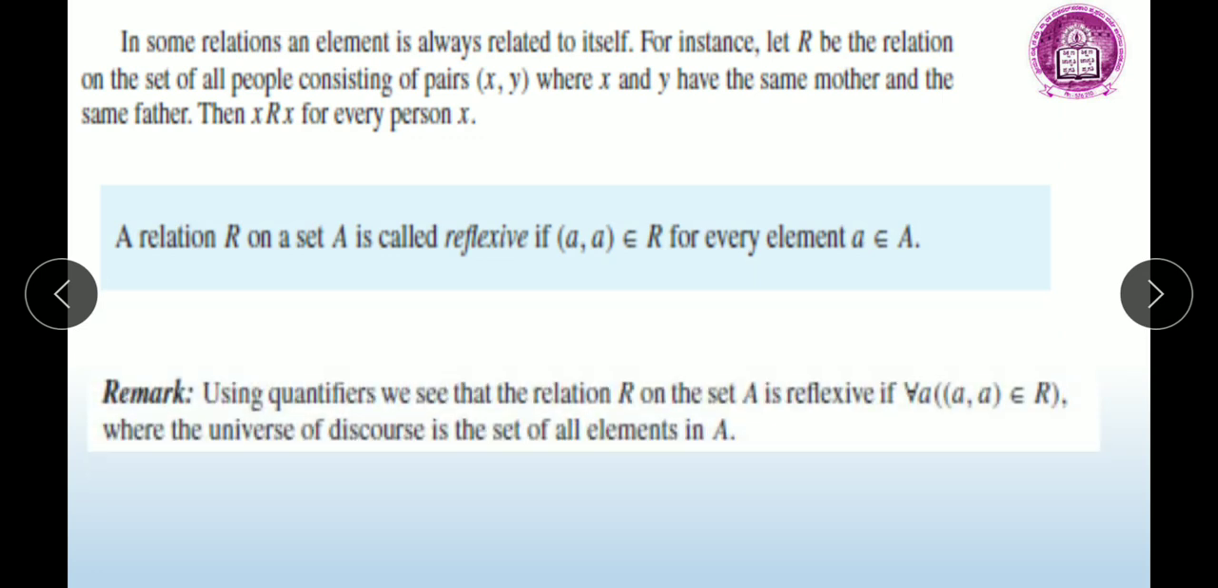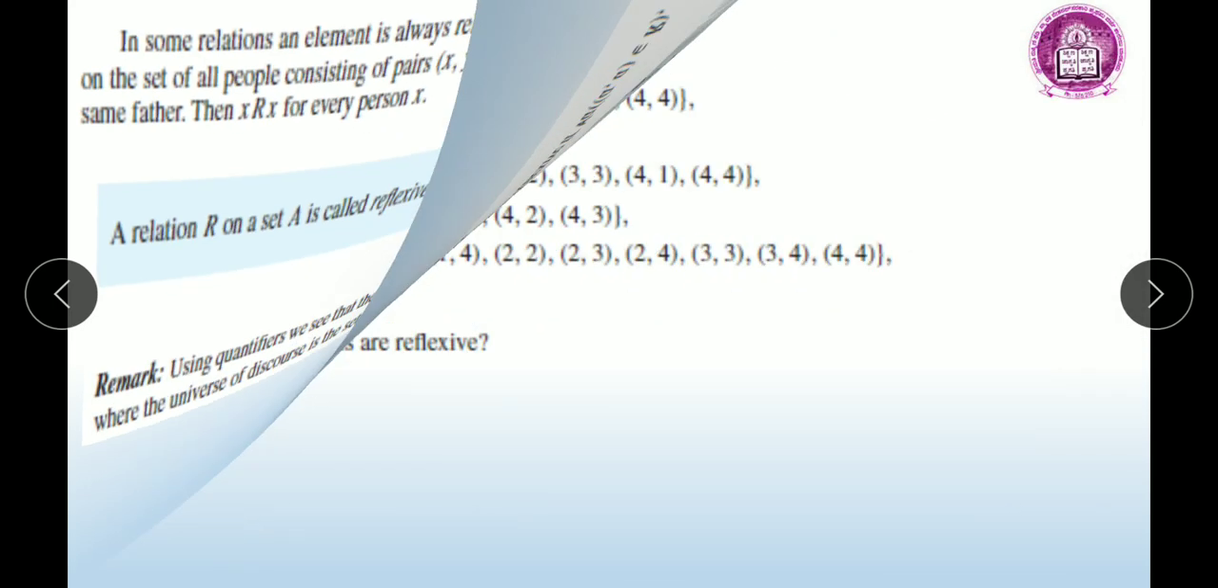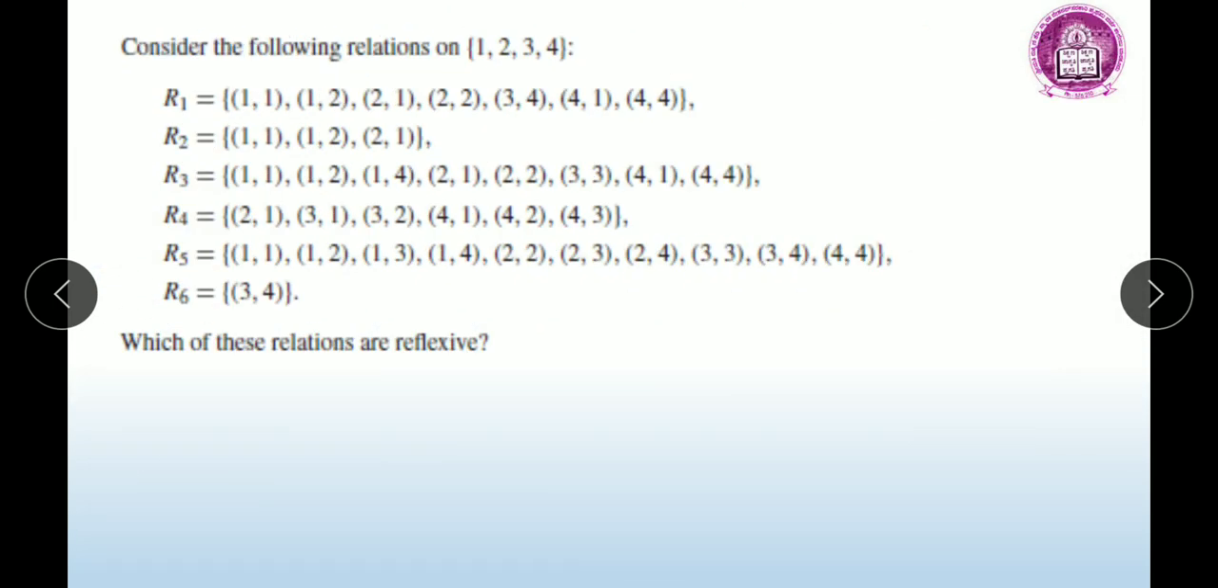Using quantifiers, we see that the relation R on the set A is reflexive if for all a, the ordered pair (a, a) belongs to R. Consider the following relations on the set {1, 2, 3, 4}. R1, R2, R3, R4, R5 and R6, six relations on the set are given. Identify the relations which are reflexive.